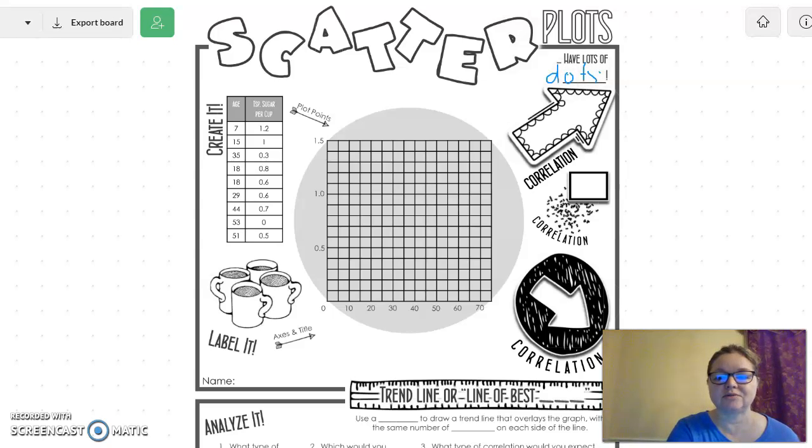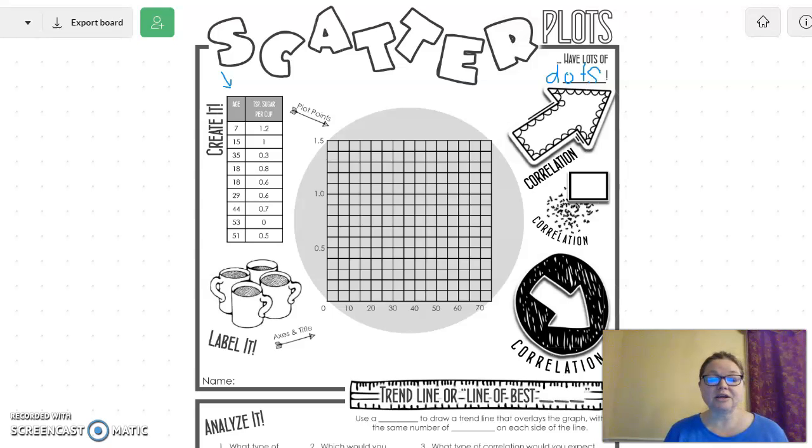And those dots are merely ordered pairs. You're going to take ordered pairs like what we have over here in this chart, and we're going to plot them onto our coordinate plane. You're welcome to make your scatter plot notes as colorful and creative as possible, but we just want to make sure that we know scatter plots have lots of dots.